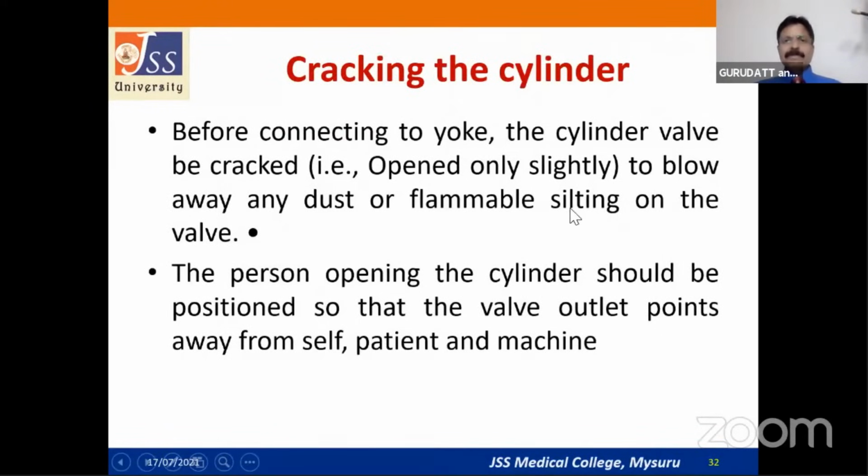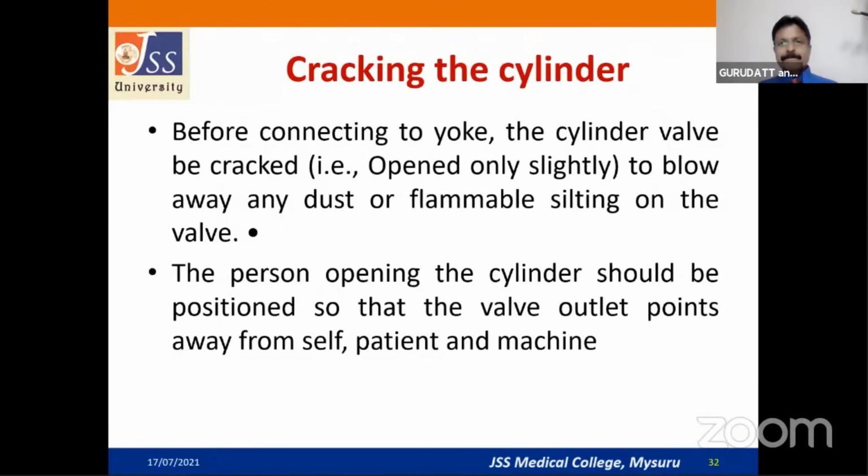Another common question that is asked is about cracking the cylinder. Many students would not know what cracking the cylinder means. Cracking the cylinder is this: when the cylinder is brought and has to be connected onto the machine, you have to see that there are absolutely no dust particles inside the port. Because if there are any dust particles inside the port and we connect the cylinder onto the workstation and open it, these dust particles can enter, block the fine needle valves and obstruct the flow of gases, or they may catch fire and produce quite a bit of explosion.